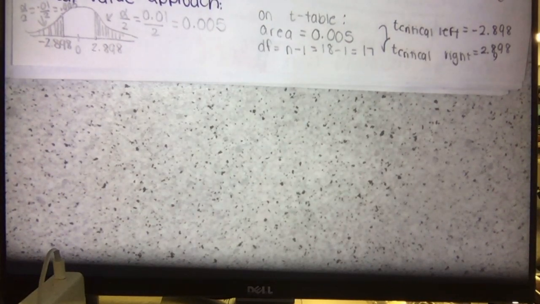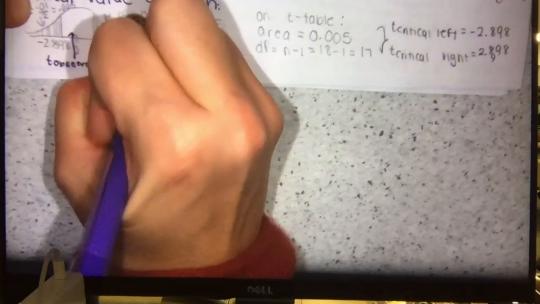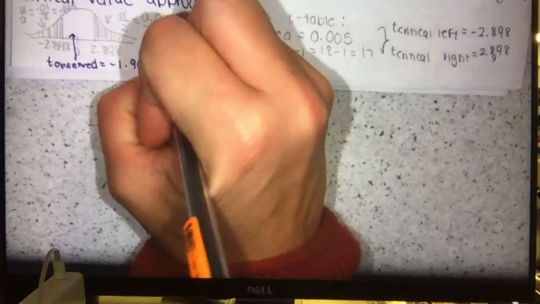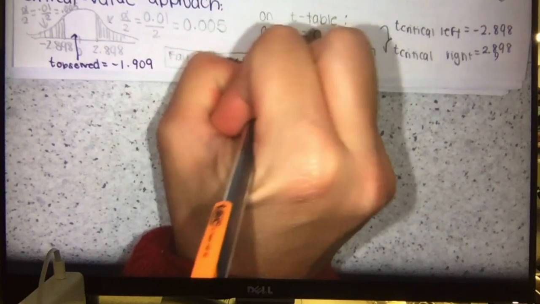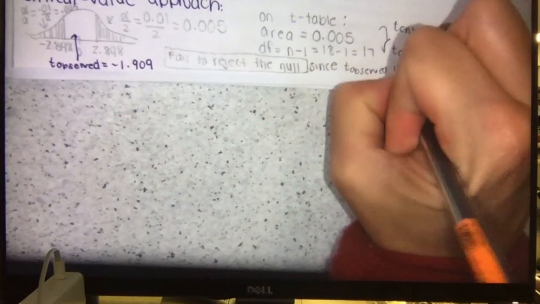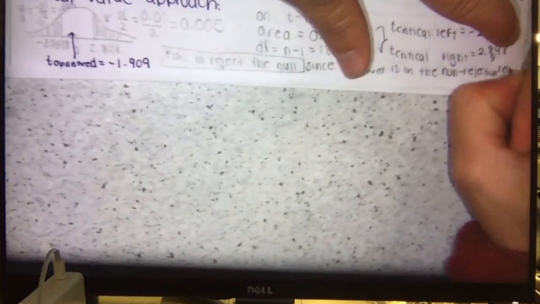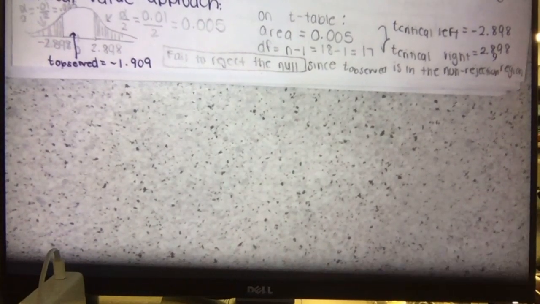So that means it's somewhere right here. It is in the non-rejection region, so we are going to fail to reject the null. So either way, our answer was fail to reject the null, whether we did the p-value approach or the critical value approach. It was in this white region, which is our non-rejection region. And that's the example on page 9.